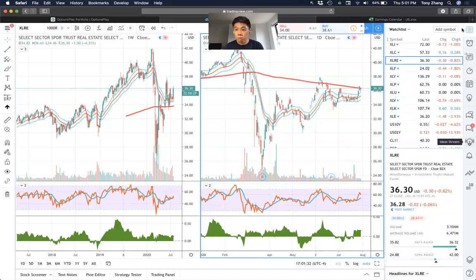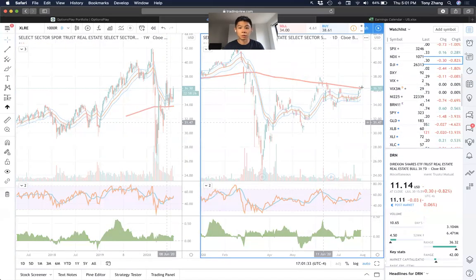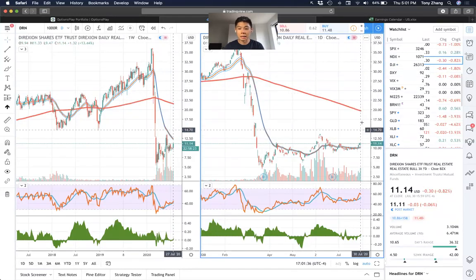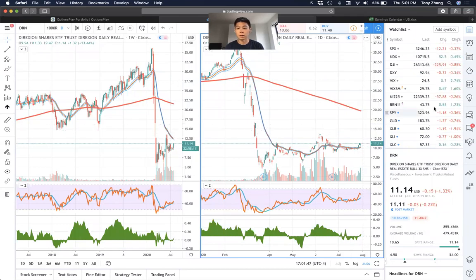What was this symbol? DRN. This is a leveraged real estate ETF. You know, I'm not a big fan of the leveraged ETFs. If you're going to trade them, you're better off trading the stock itself, just simply because they don't provide 3 times returns over a long period of time. They only provide 3 times returns over a single trading day.